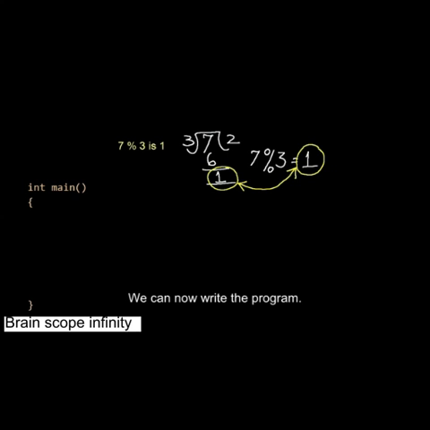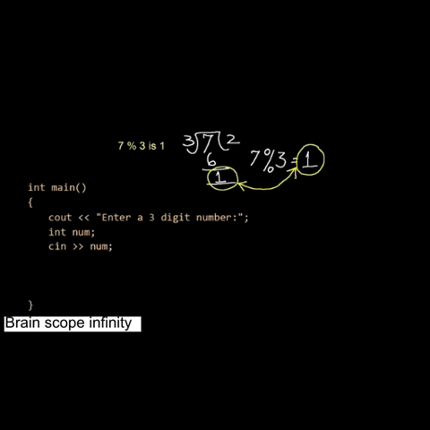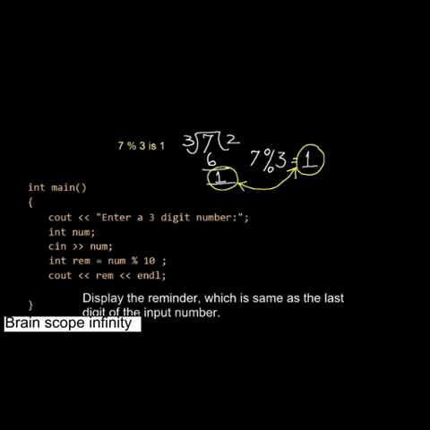We can now write the program. Obtain the remainder after dividing the number by 10. For this we should use the modulus operator. Display the remainder, which is the same as the last digit of the input number.